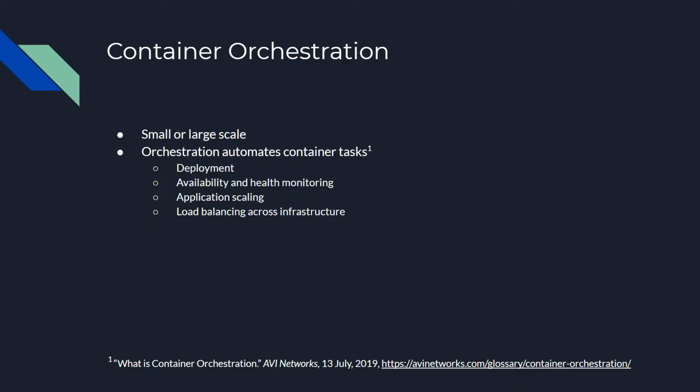So container orchestration abstracts the where, the when, and the how to deploy your containers. And this can be done at a small scale or a large scale. So an example of small scale container orchestration will be something like Docker Compose, where you can manage multiple images and configurations in a single file.